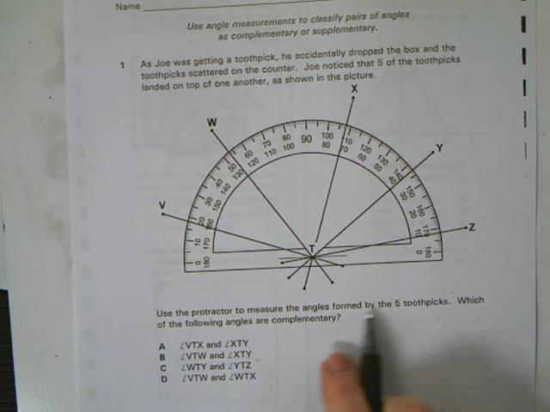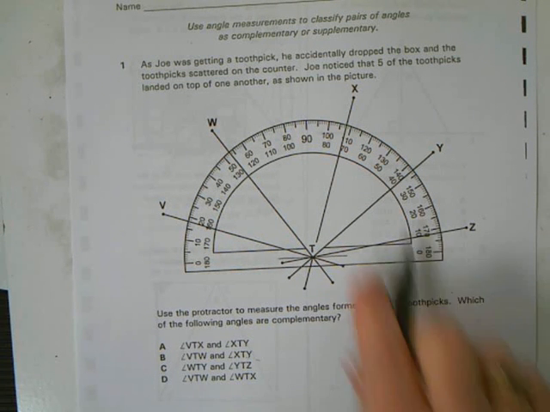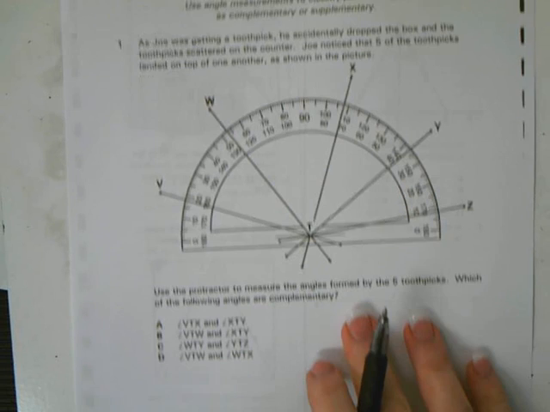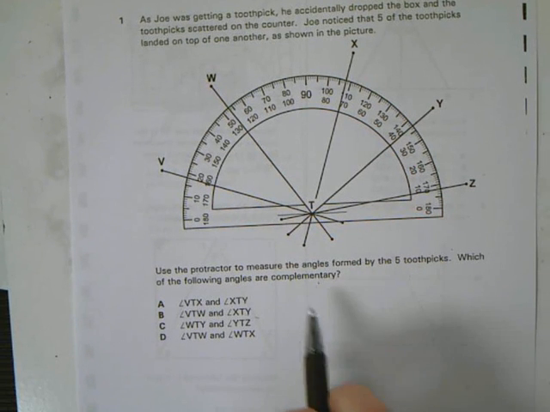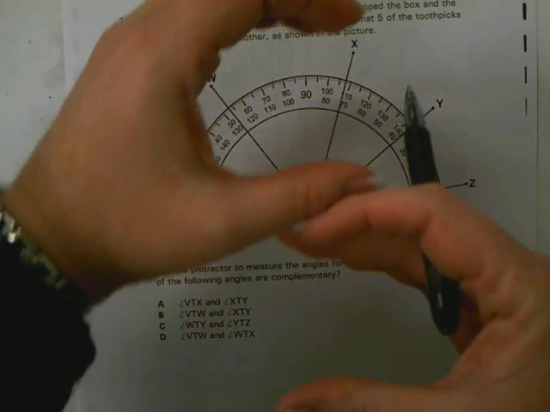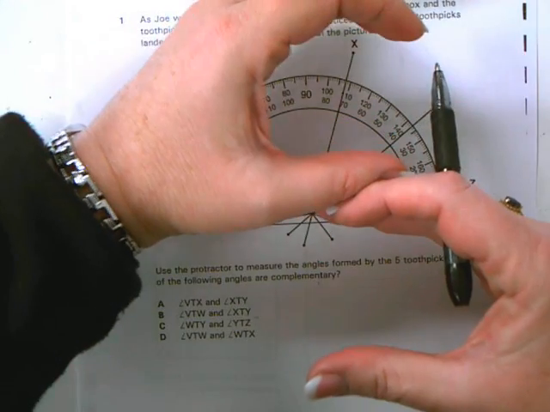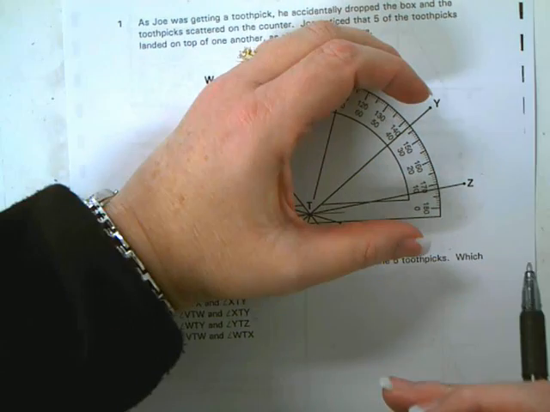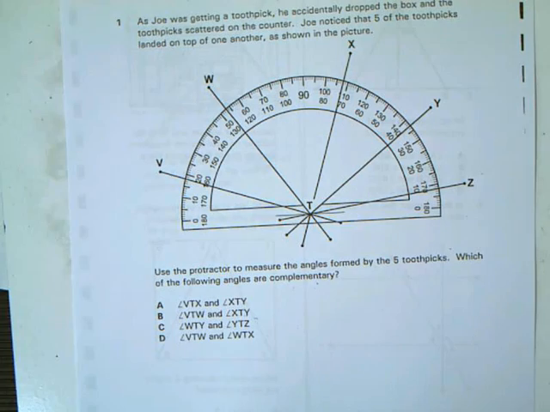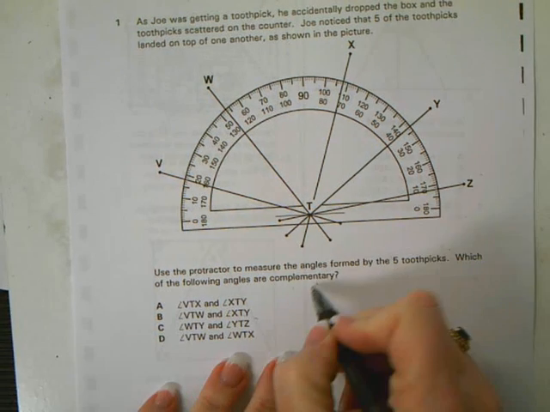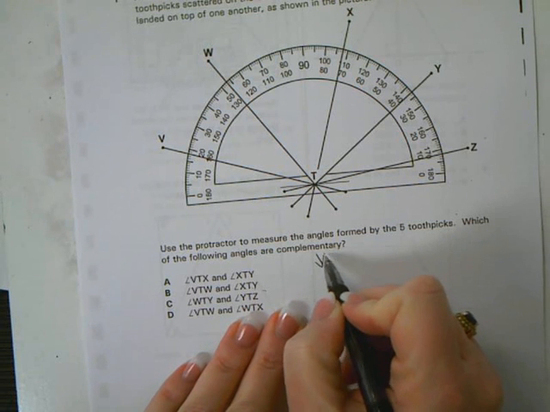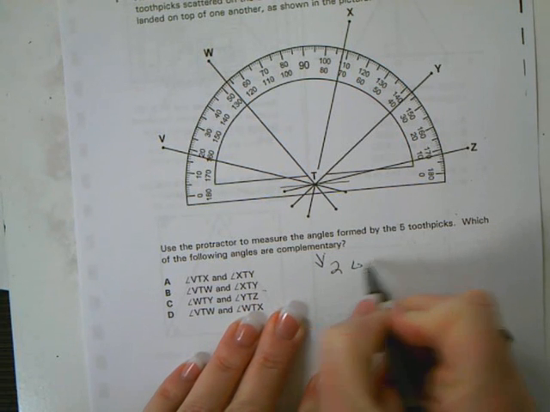All right, so this takes our knowledge of complementary and supplementary. Remember, we make the S, and that lets us know that supplementary is 180 degrees, and then half of that is the C. So that stands for complementary, which is 2 angles that total 90 degrees. So the first thing I'm going to do is note that complementary means 2 angles that total 90 degrees. So I'm looking for 2 of these angles that, when they're added together, total 90 degrees.